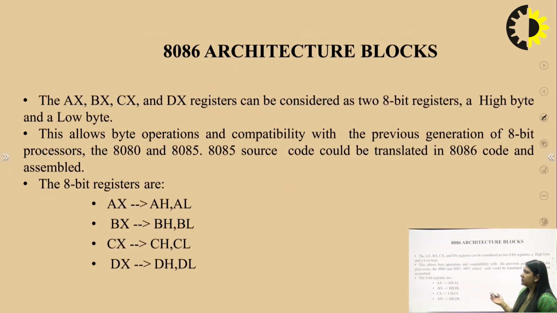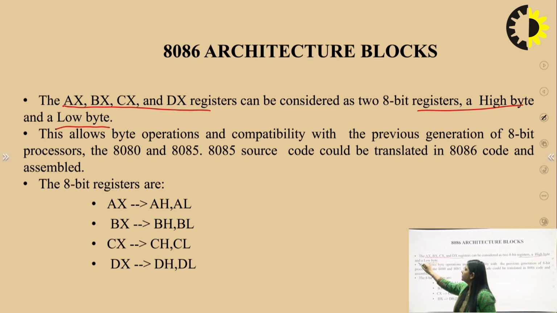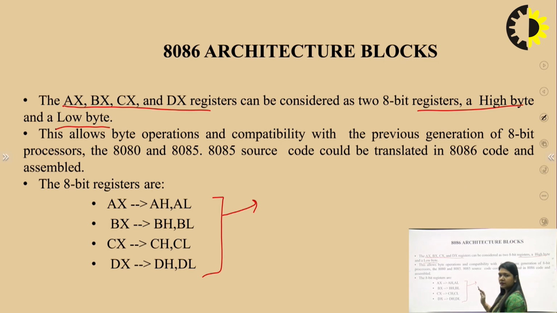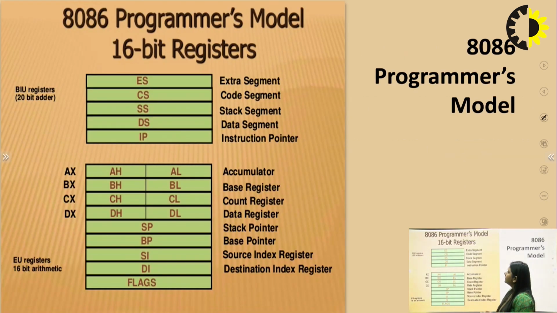AX, BX, CX and DX can each be considered as two 8-bit registers, the higher byte and low byte, and when they combine they are 16-bit. We have seen this already in the architecture as well. So this is the 8086 programmer's model.